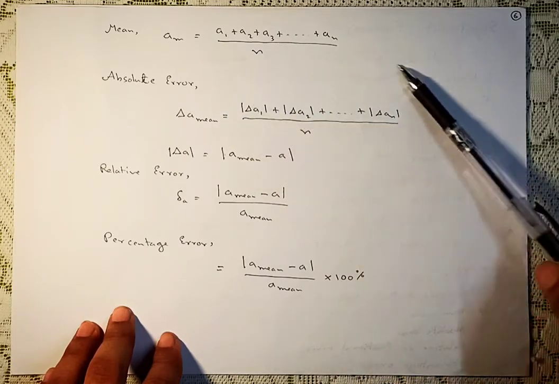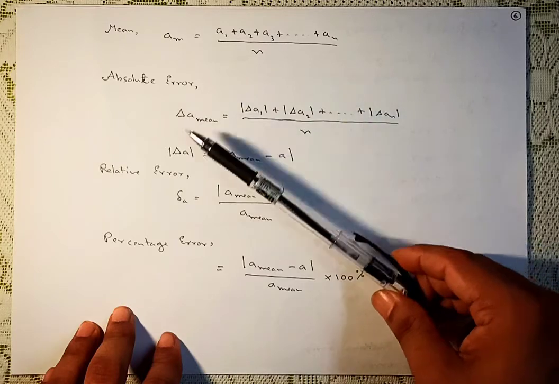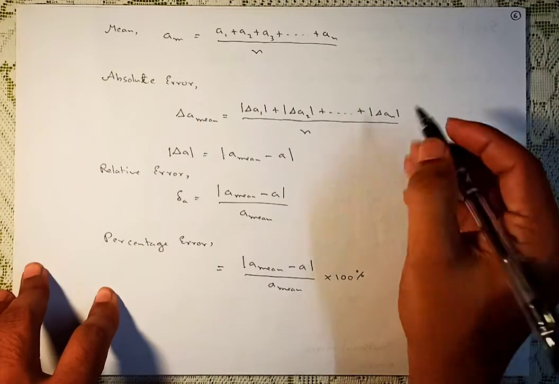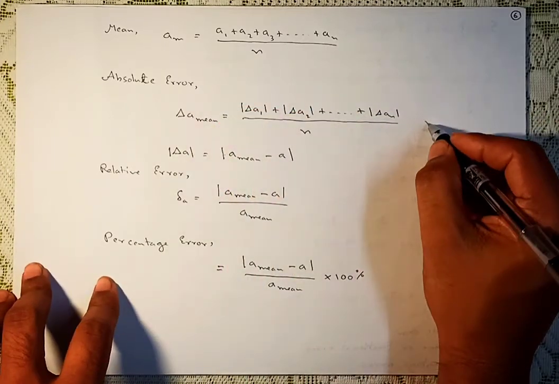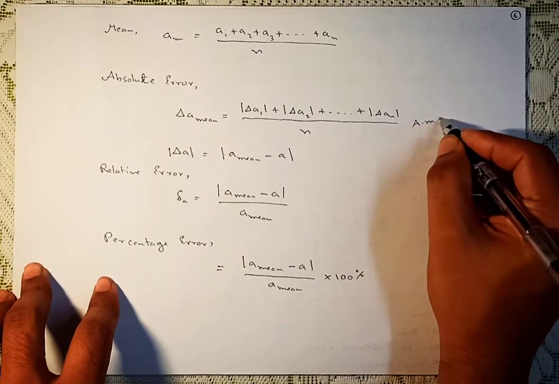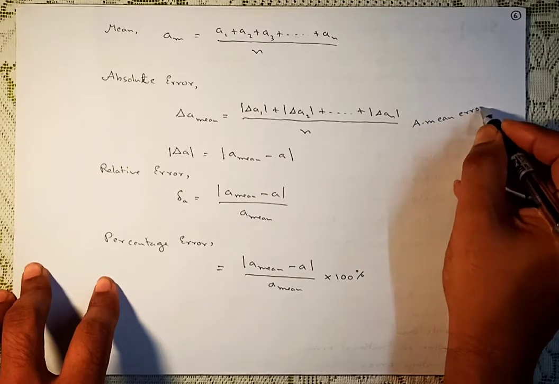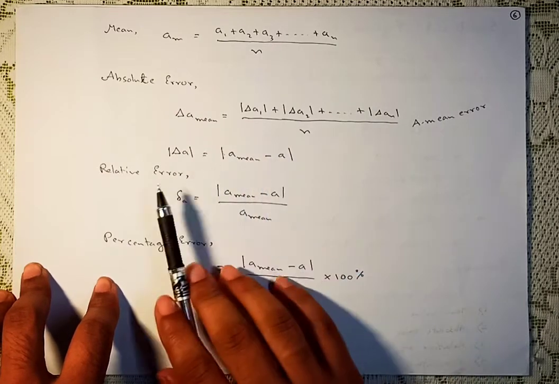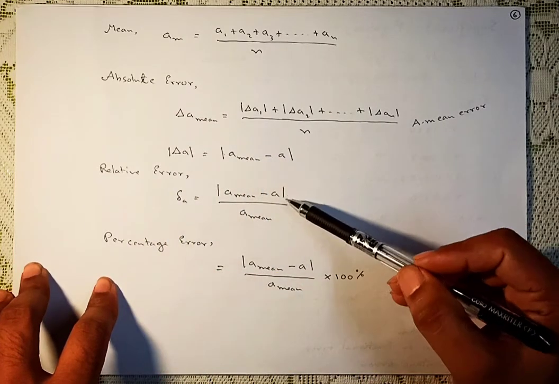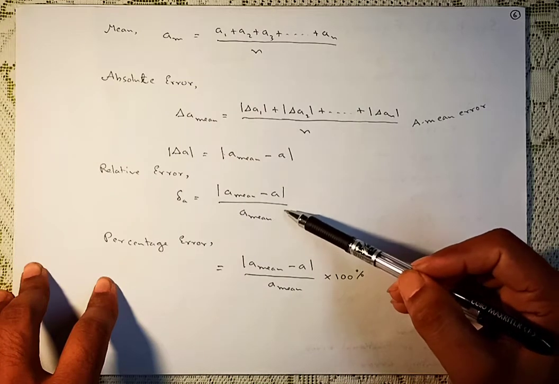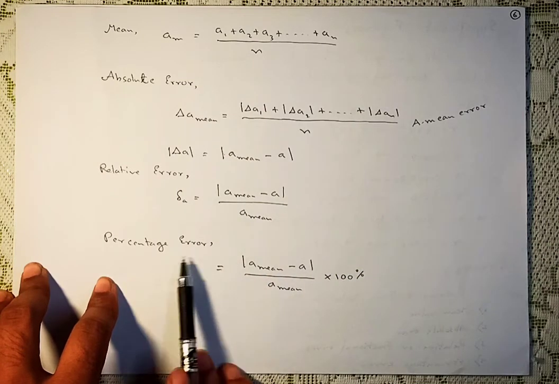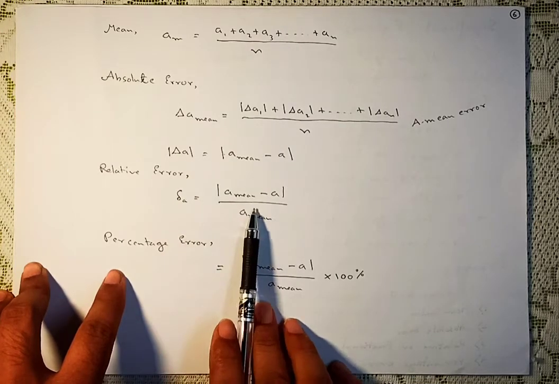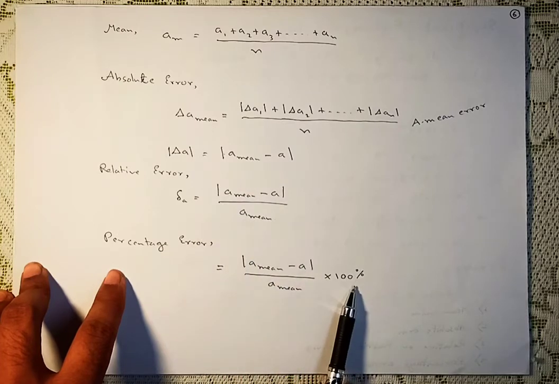And then you have absolute error, that is A mean. You take the mean of all this, divide by n, and this can also be remembered as absolute mean error. Then you can take this as absolute error. Then you have relative error, which is nothing but absolute error divided by A mean. And then you have percentage error.